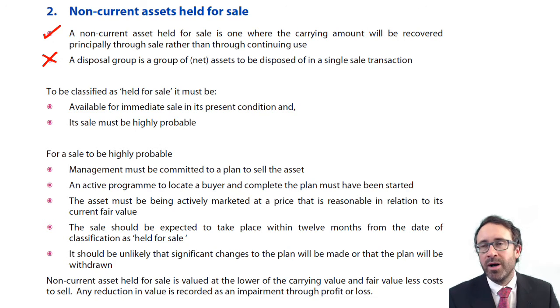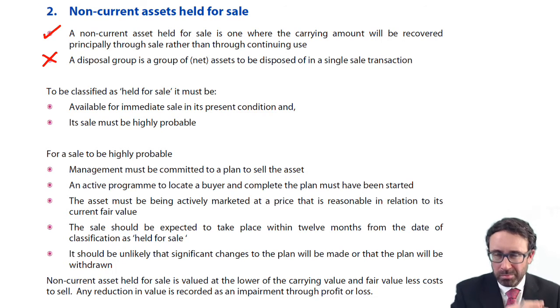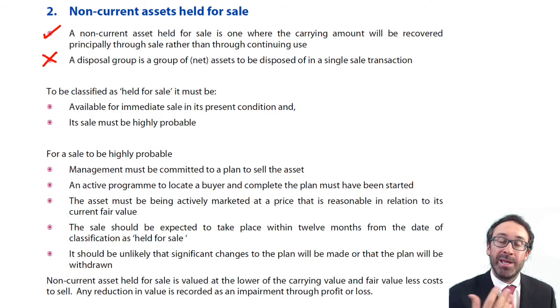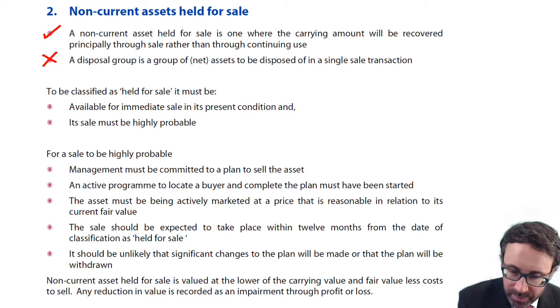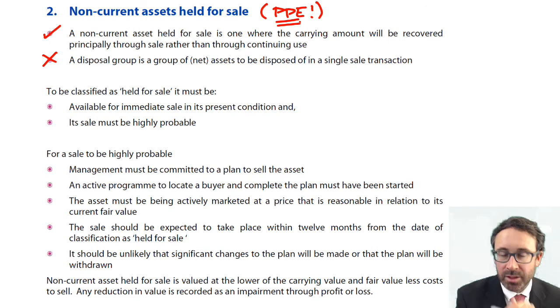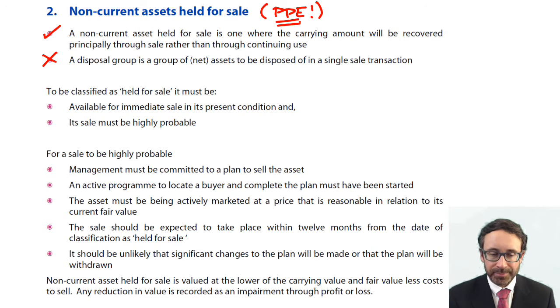But if you decide to dispose of a group of assets, it could be disposing of a part of a business. So you get rid of the assets and the liabilities. It's not just PPE; you're going to have a disposal group. Maybe disposing of a subsidiary or another part of the business. But the focus at this level is selling property, plant and equipment as a non-current asset held for sale.